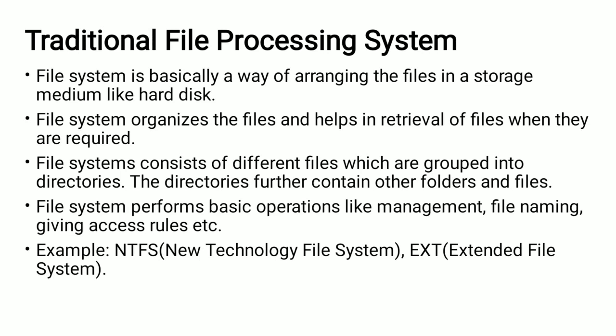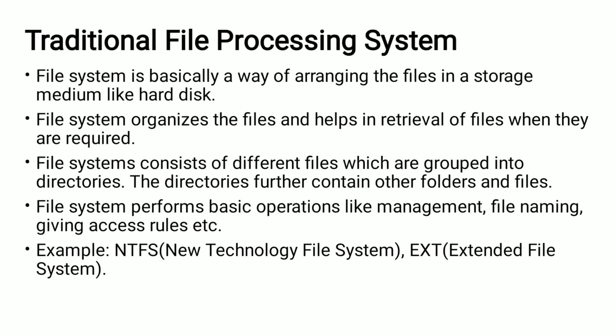Next, a file system consists of different files which are grouped into directories. The directory further contains other folders and files. A file system performs basic operations like file management, file naming, giving access rules, etc. For example, NTFS, New Technology File System, and the next one is Extended File System. These are examples of traditional file systems.